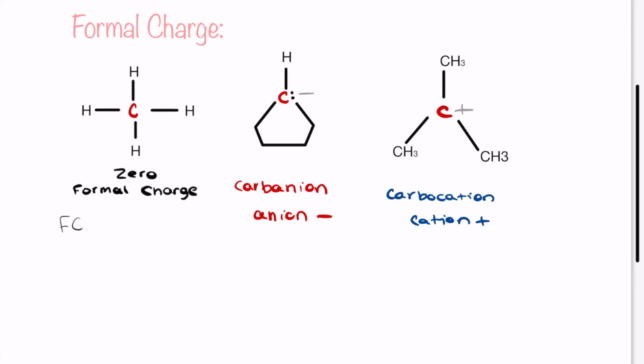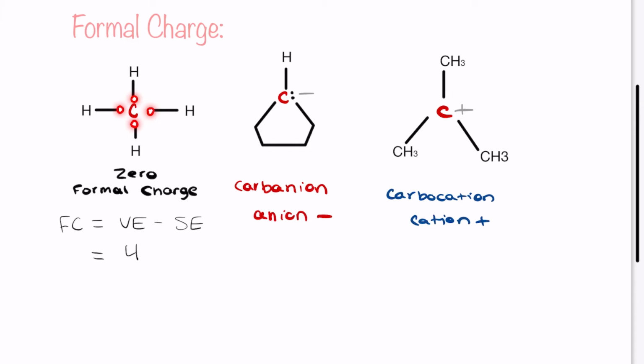So for the first example, we have formal charge is equal to valence electrons minus surrounding electrons. And we know that carbon has 4 valence electrons, so we draw in that number 4. Surrounding carbon right now, we have 1, 2, 3, 4 surrounding electrons.